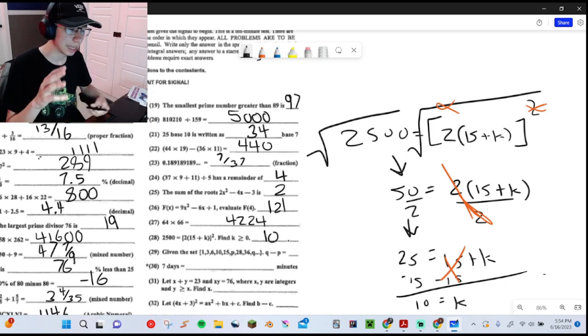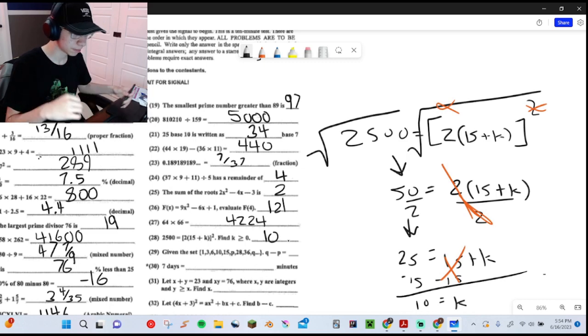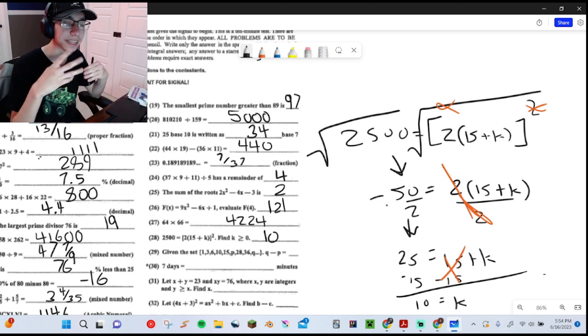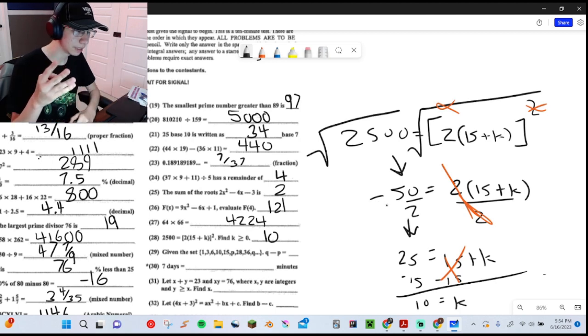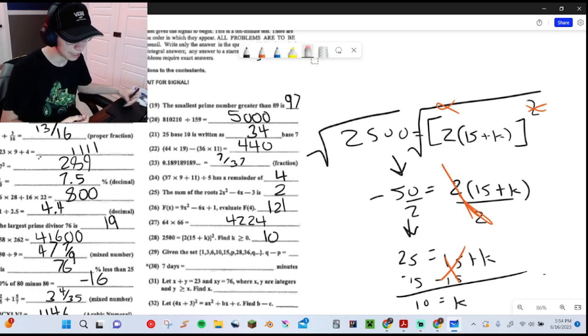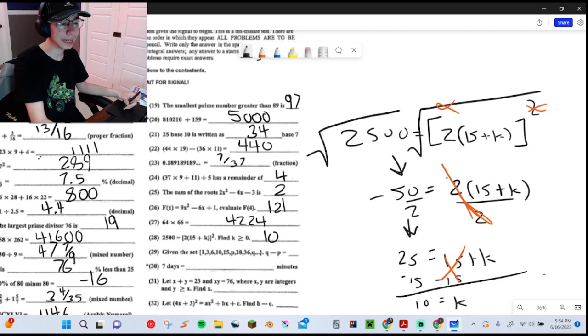Keep in mind that it wanted the k that was greater than 0. What if it wanted the k that was less than 0? Would there be a k less than 0? There would. Because if I got the negative square root, because negative 50 squared does give me 2500 as well as 50. So if I went back here, I'd get negative 50 divided by 2. I'd get negative 25, subtract 15, I'd get negative 40.